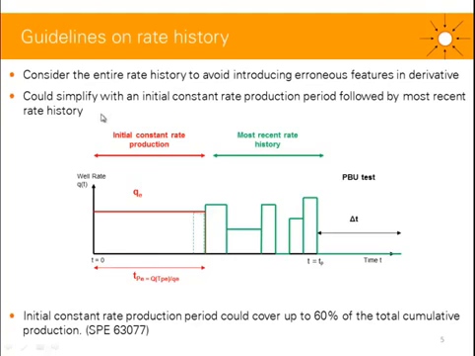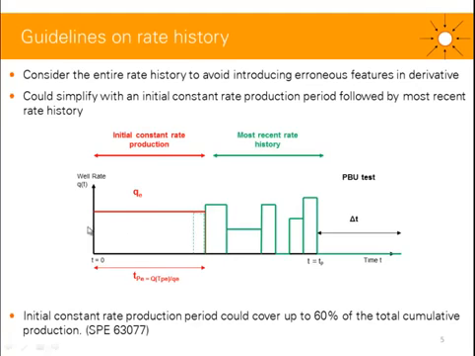If you still want to simplify the data, you could do so as I've shown you here in this plot. You could introduce an initial constant rate production period, but then this needs to be followed by the most recent rate history before the PBU of interest. So for example, you will have your PBU here of duration delta t, your most recent rate history, and from a certain time you can simplify it with an initial constant rate production of rate Qe, which is equal to the final rate in your period, and of duration equal to tpe, which is the cumulative production in this period in red divided by this rate.